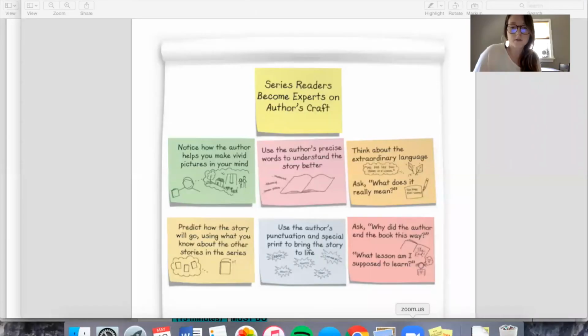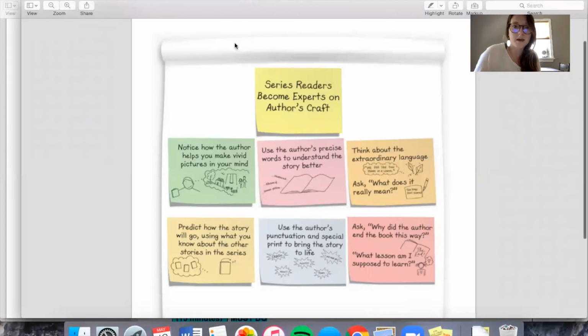So I want to show you our chart for today and the strategy that I want you to work on for today. So we've been really thinking about how we can become an expert on an author's craft, or what the author is doing to help us teach us about their book. So if we look at our chart, right, we have been thinking about how we can notice how the author helps us make vivid pictures in our mind. We can use the precise words to understand the story even better. And today what we're going to do is we're going to really think about the extraordinary language and ask, what does it really mean?